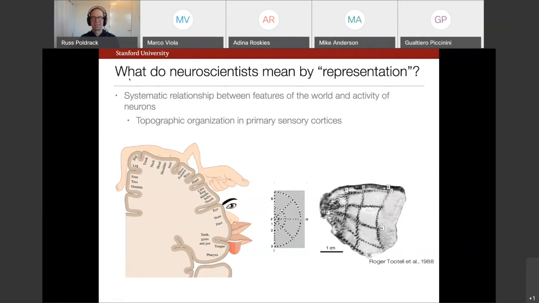And neuroscientists use this term in sort of a willy-nilly way. They don't really think twice about calling something a representation. I guess what neuroscientists mean by representation is really some kind of systematic relationship between features in the world and activity of neurons in the brain.